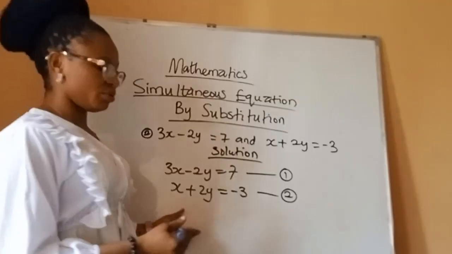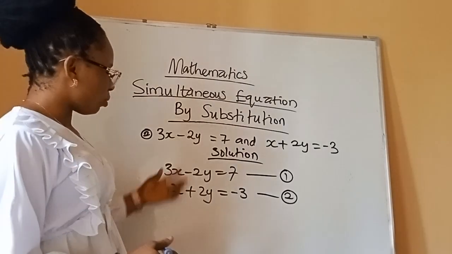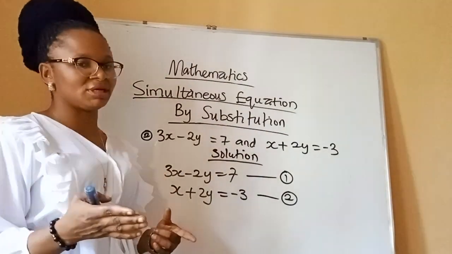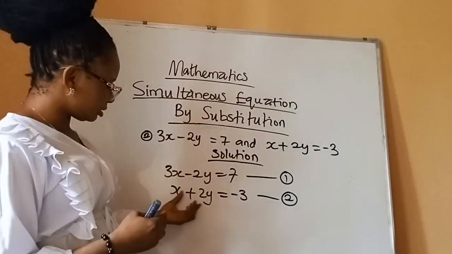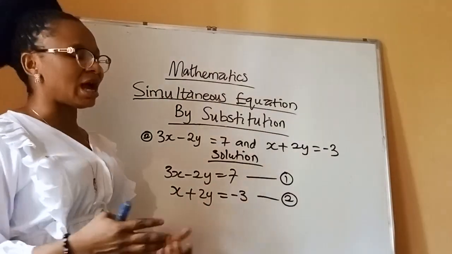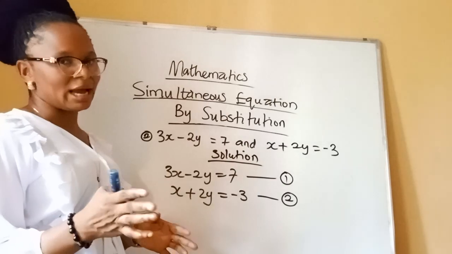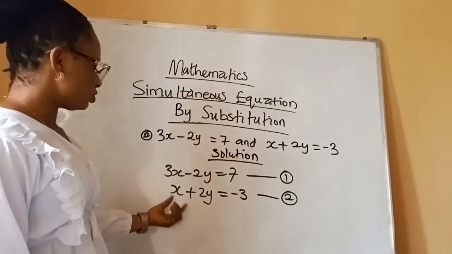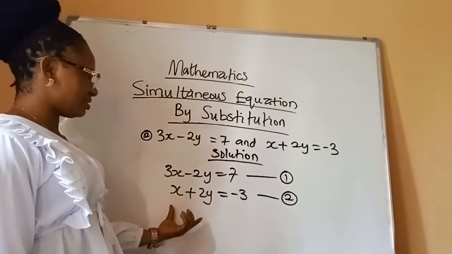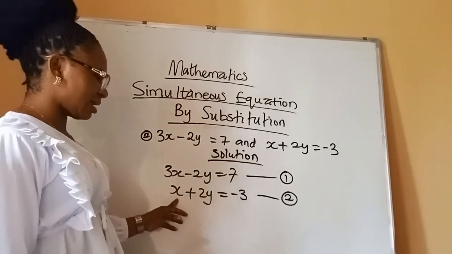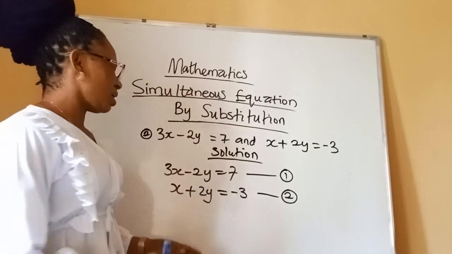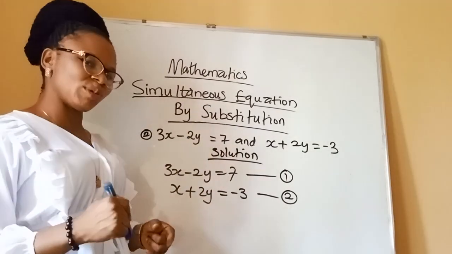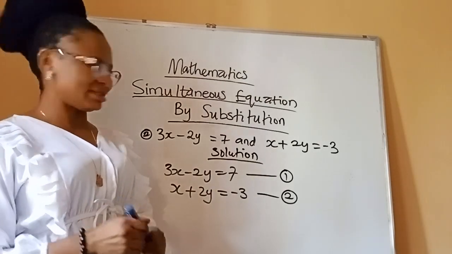Remember the steps, the procedure. Look at one of the equations and make one of the variables the subject. I prefer looking at the one where the coefficient is not greater than 1. Like here, this is 3, this is minus 2, this is 7. So looking at equation 2 makes it easy. It is easier for me to make x the subject at this point. But it is not a problem, you can make any variable the subject. At this point, let me make y the subject.